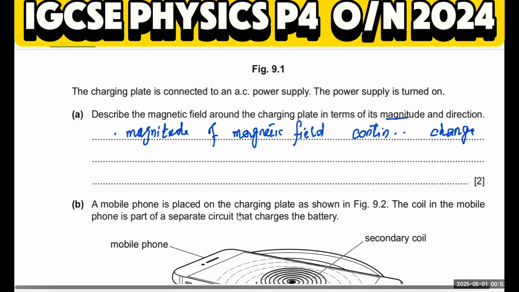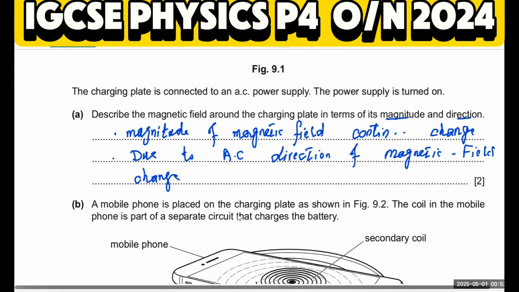Obviously, we will talk about the magnitude and direction. Due to alternating current, AC, the polarity changes 50 times in a second. So due to alternating current, the direction of magnetic field changes. That's it. So we write 2 points for 2 marks.